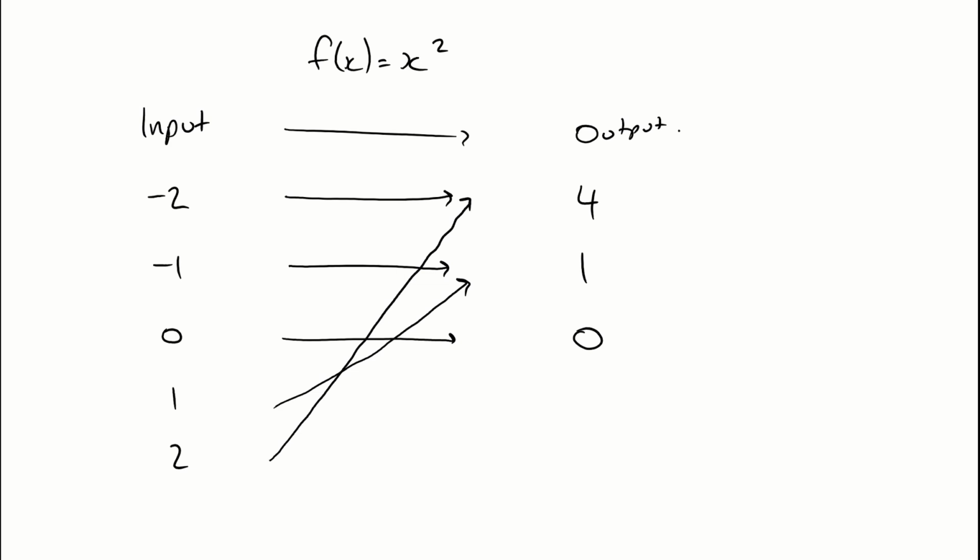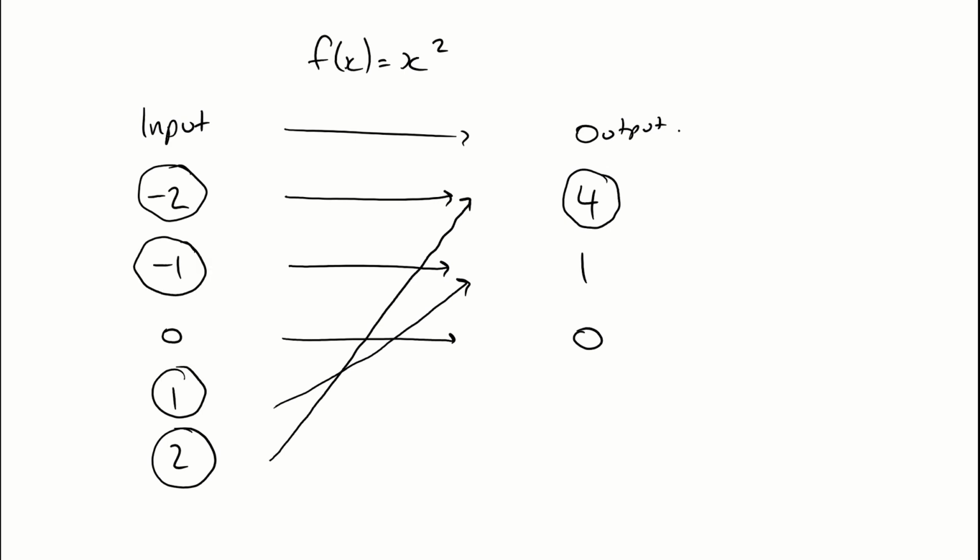So we can see here that for many input values, i.e. two input values, we're mapping across to just the one output value. And the same happens here with the ones. -1 and 1, many input values mapping to the same output value. So we see here that this is what we call a many-to-one function.